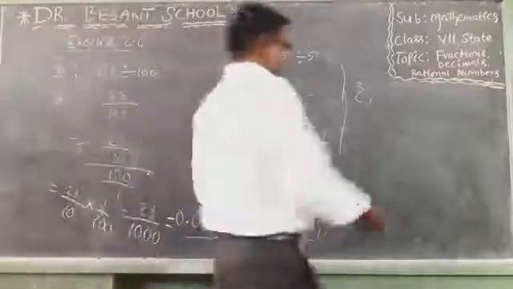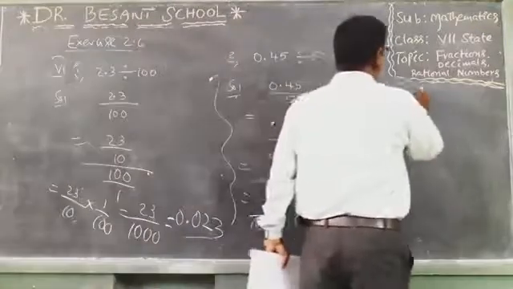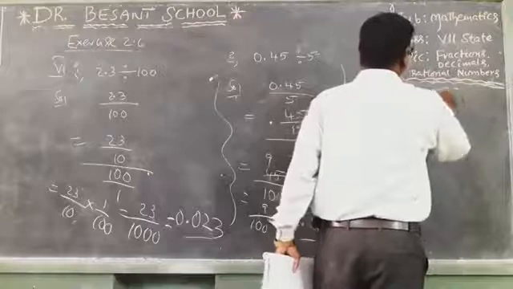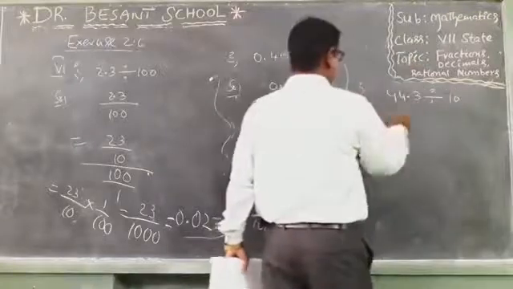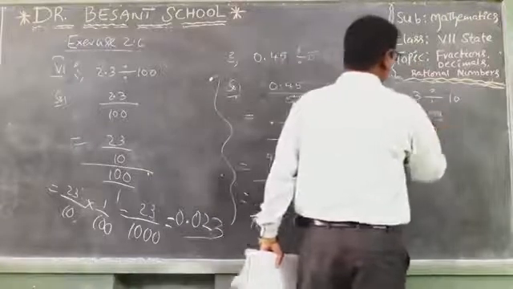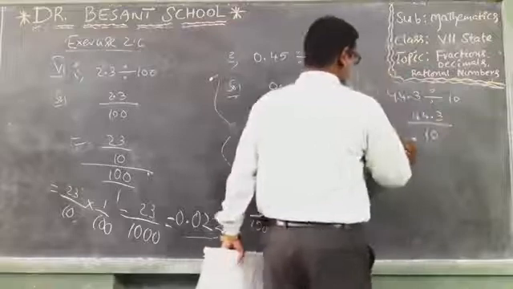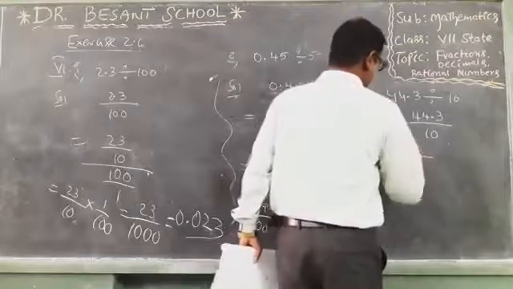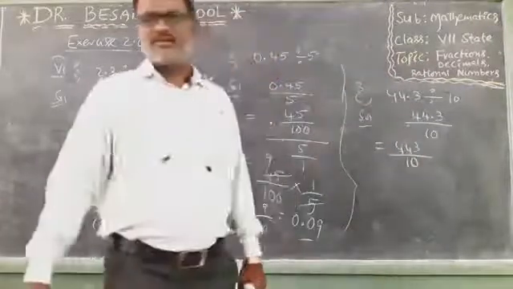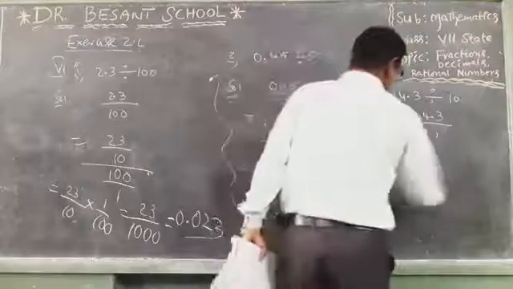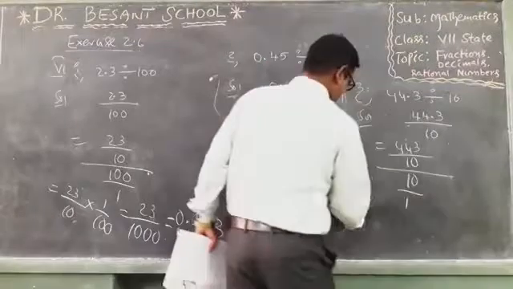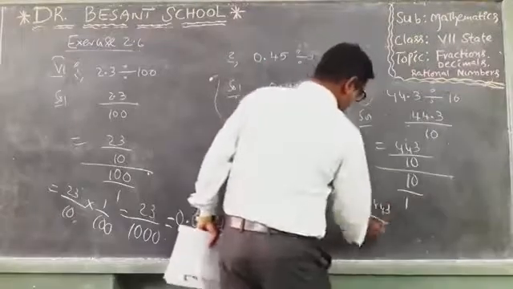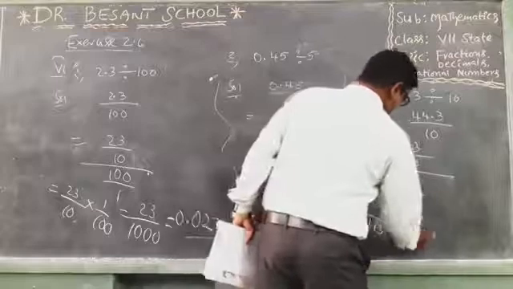See the third one from this Roman. 44.3 divided by 10. Children, observe, this is 44.3 divided by 10. 44.3 can be written as 443 by 10. Whole by 10 means 10 by 1. This is 443 by 10. 10 by 1 means 1 by 10.